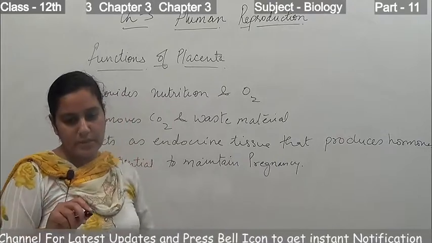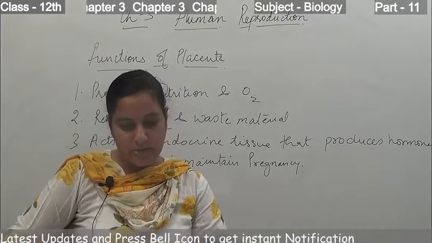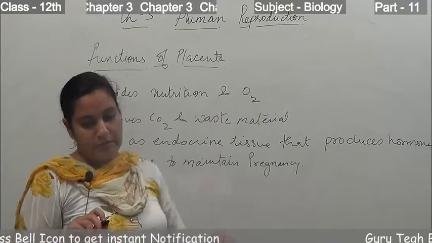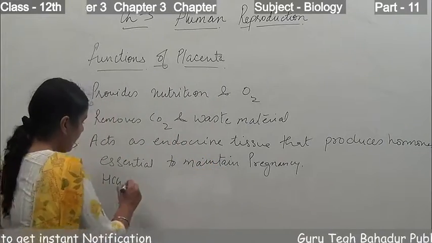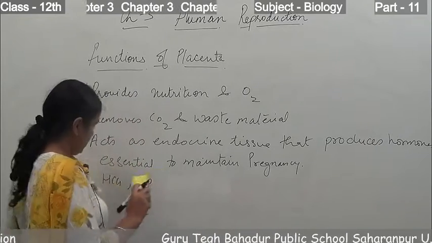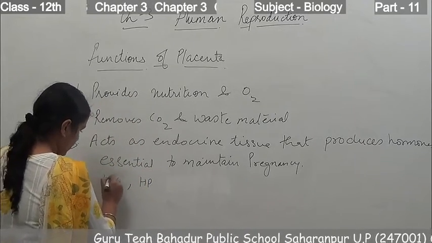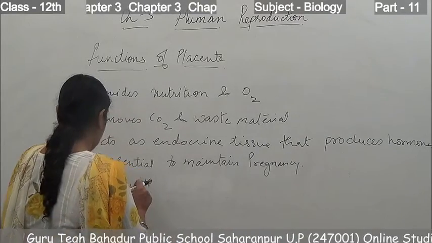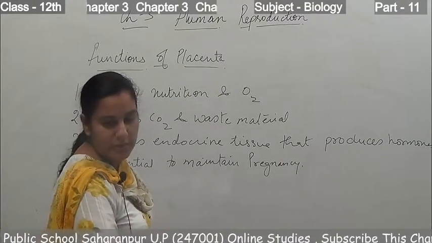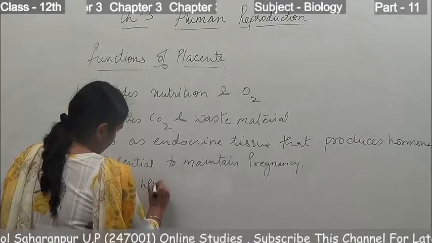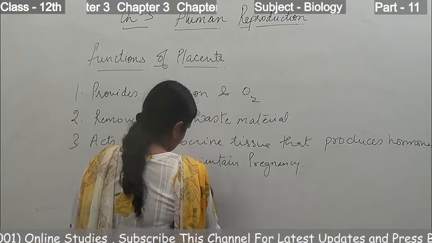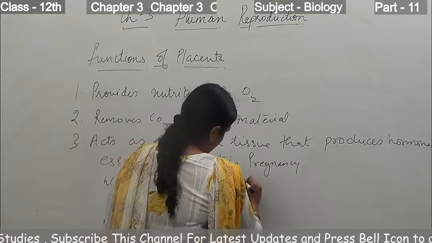Now, which hormones are these? The very first one is HCG, that is human chorionic gonadotrophin hormone. Another one is HPL, that is human placental lactogen. In HCG, H and C are small, G is capital. Similarly, in HPL, H is small and PL is capital, and along with that estrogen, progesterone, etc.